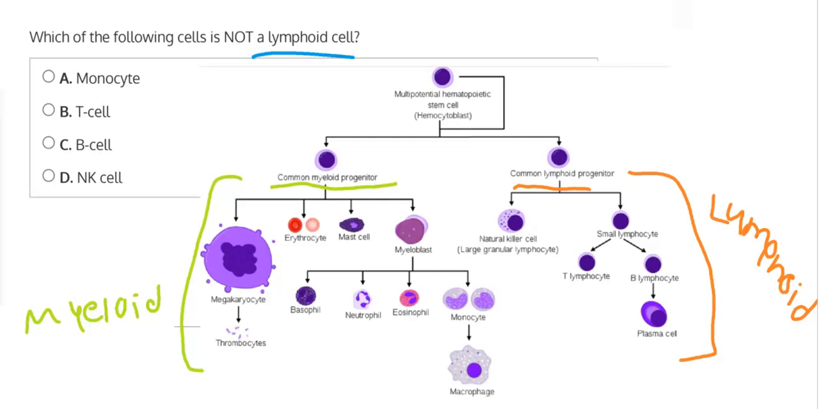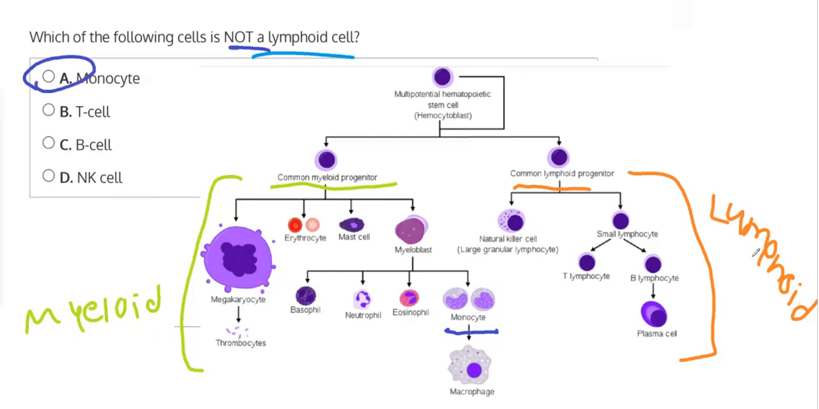So when this question is asking which is not a lymphoid cell, we want to identify which cell from this list is not from this lymphoid side of the chart, and instead will be from the myeloid side of the chart. So we see option A is saying monocyte, and we know that our monocyte is right over here, which is on the myeloid pathway. And therefore, because it's saying which is not a lymphoid cell, this is looking to be a good contender for our answer.